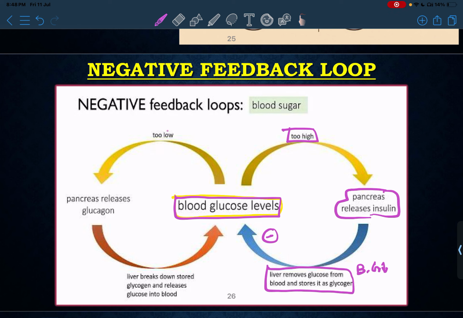And the same, when the blood glucose is too low, the pancreas releases glucagon. Okay, the liver breaks down stored glycogen and releases glucose into the blood, and it will give a negative feedback to the pancreas, and it will decrease the release of glucagon.